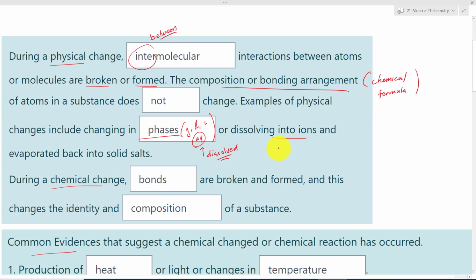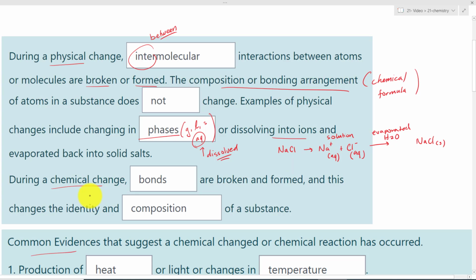So basically, you have NaCl right here, dissolved into Na+ and Cl-. And these are in aqueous form, AQ. And if you evaporate all the water, H2O, what you have left is NaCl, solid. So the composition does not change because, again, we're just dissolving it.